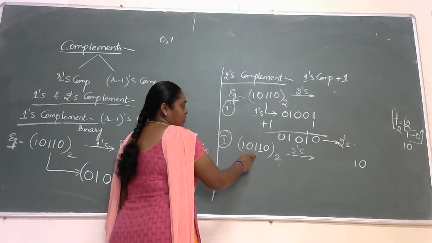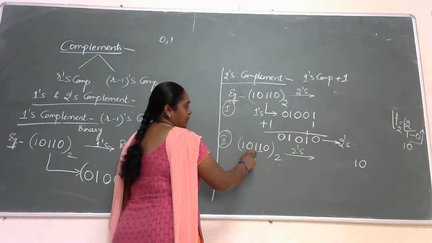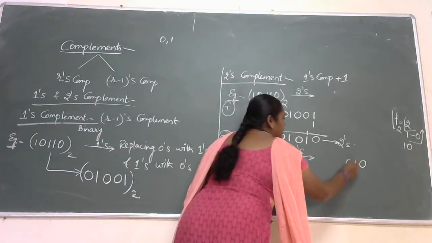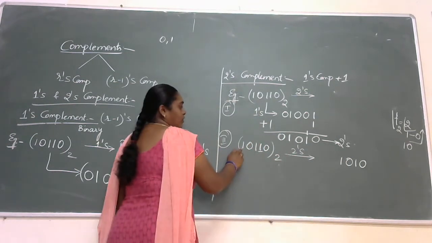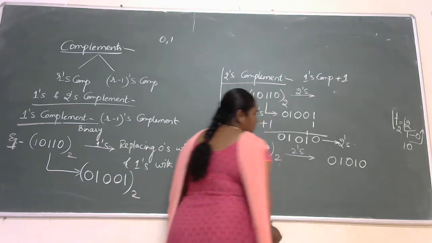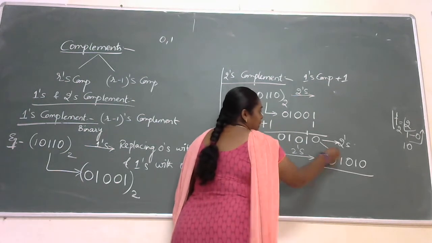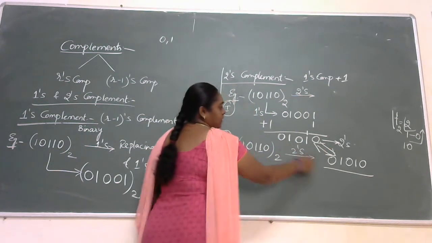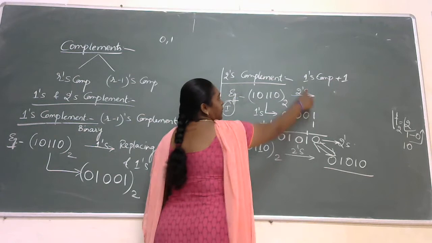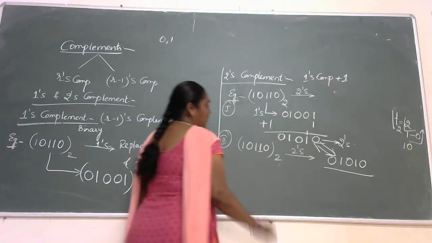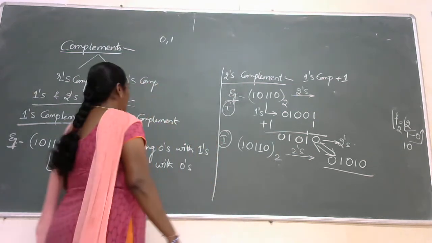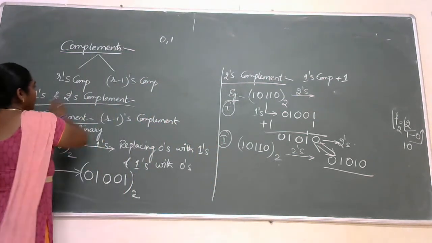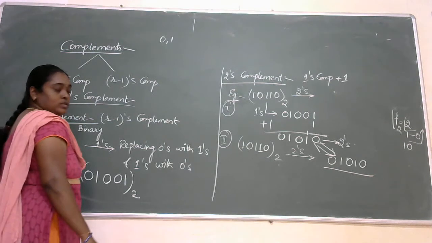For the remaining bits, I need to perform the 1's complement. So instead of 1 I replace it with 0, instead of 0 I replace it with 1, and instead of 1 I replace it with 0. If you compare these two, I get the same result whether I perform 1's complement plus 1 or do it directly. So this is all about how to do 1's complement and 2's complement.